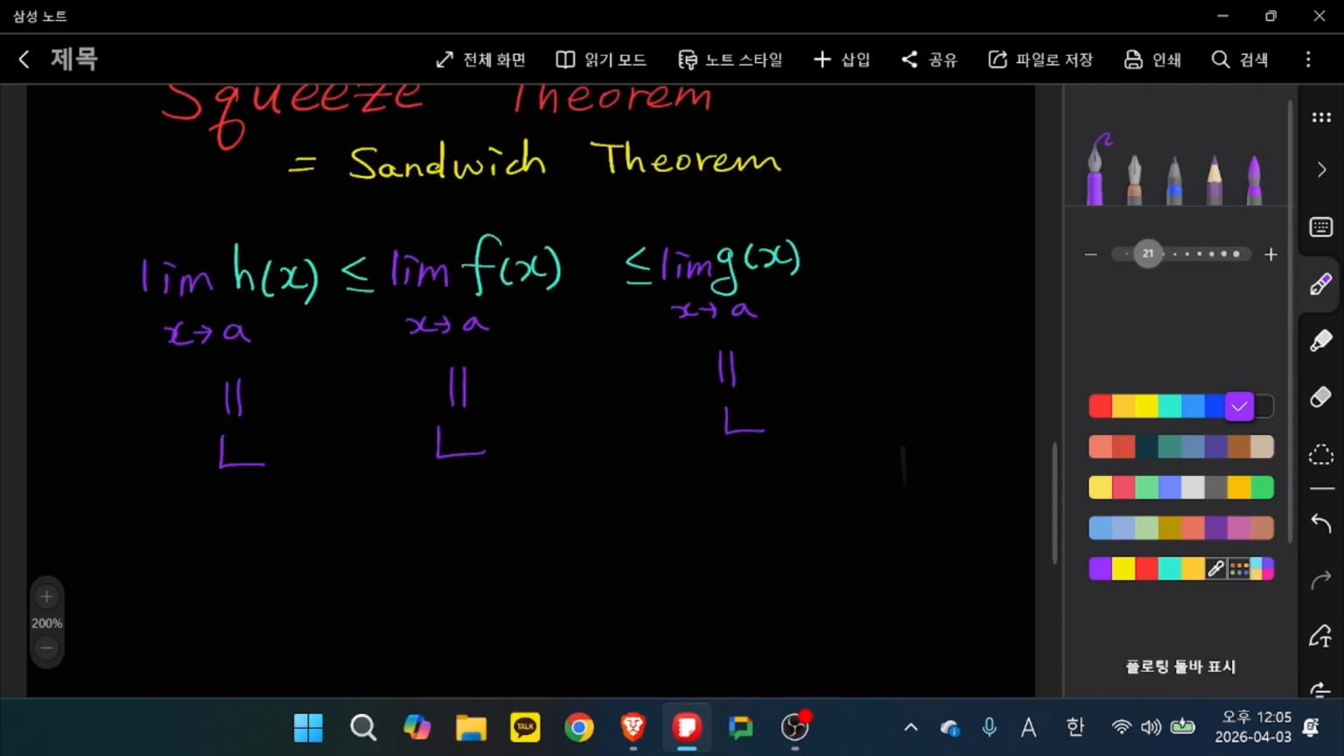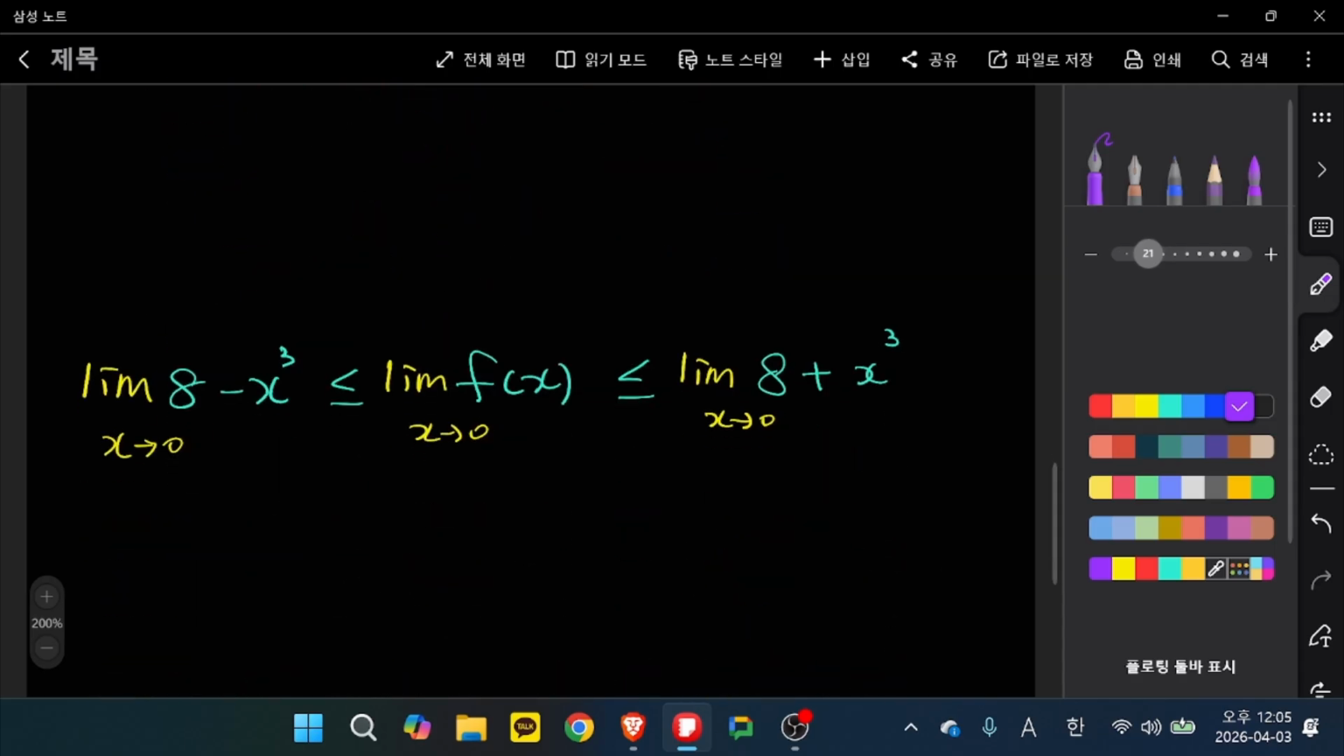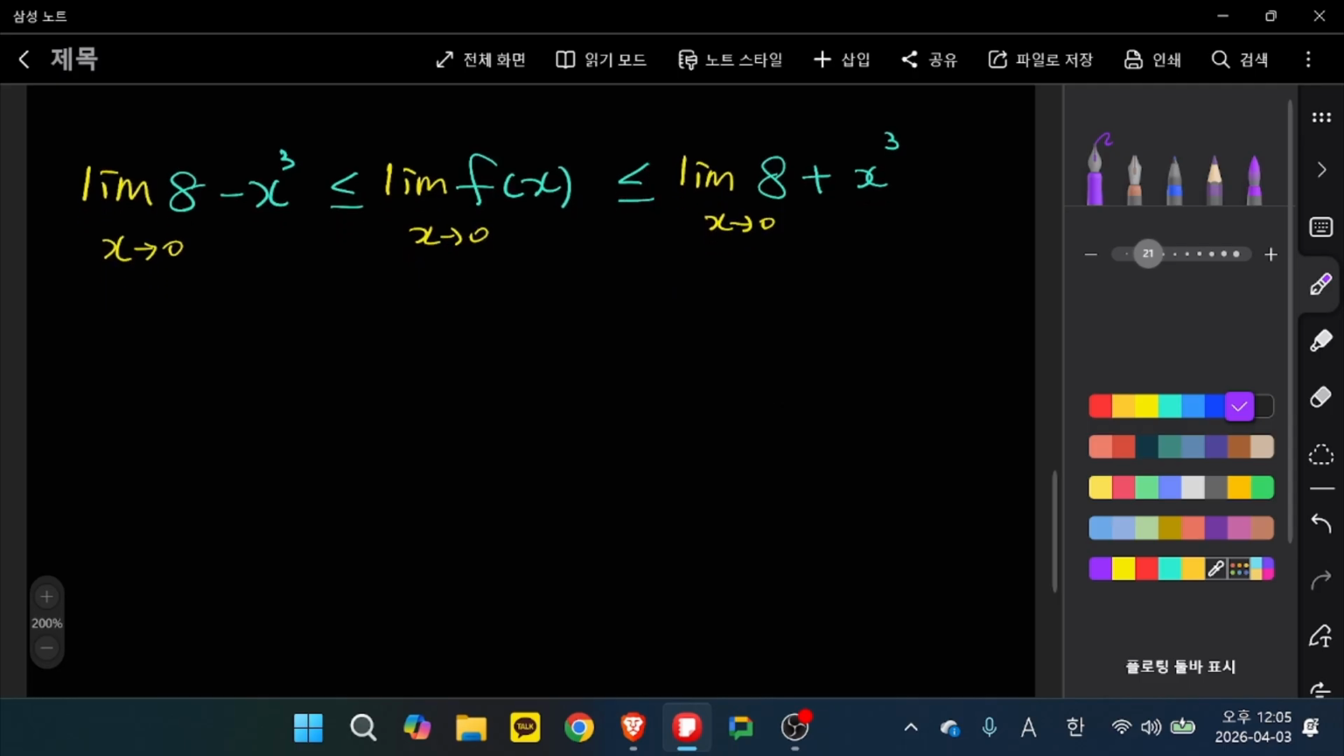Let's look at an example. First, evaluate the outer functions. The limit of 8 minus x cubed as x approaches 0 is 8. The limit of the other function as x approaches 0 is also 8.